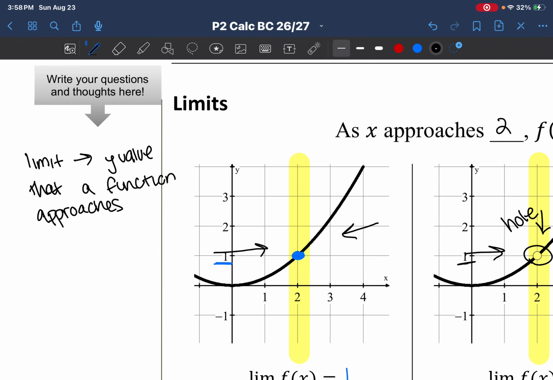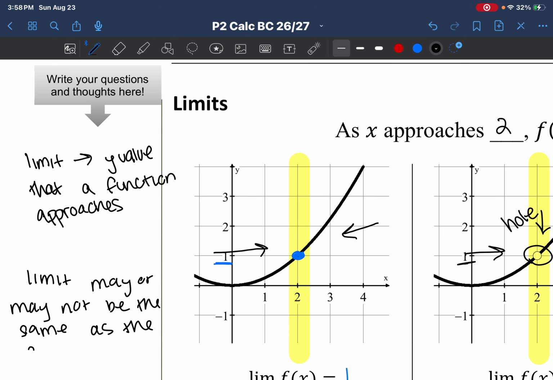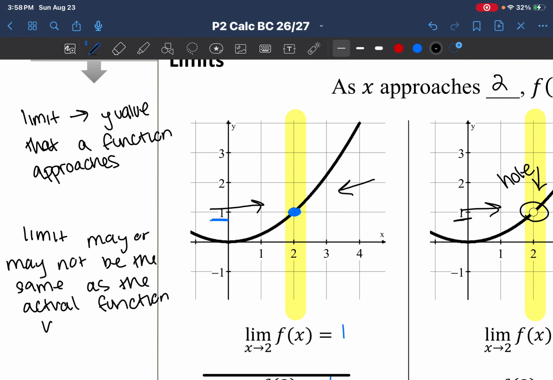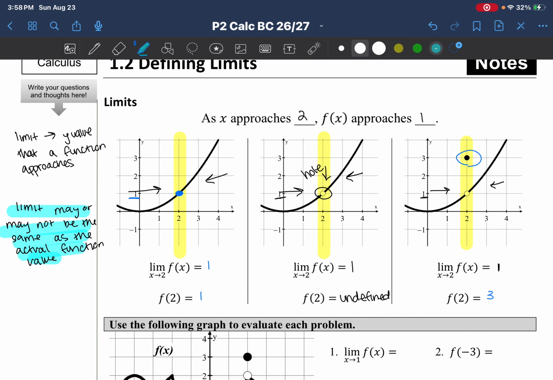Okay. And a limit may or may not be the same as the actual function value. And we see that here. I'm going to highlight it, match it up. We see that here in this example. So just because our limit was 1, that didn't mean f of 2 was also 1. So that was a good example of that. And also the next one is also a good example.